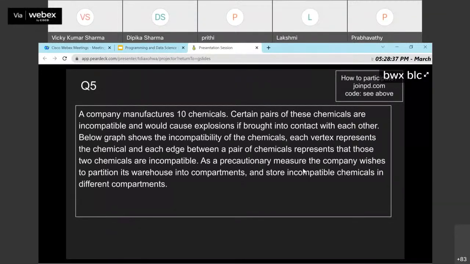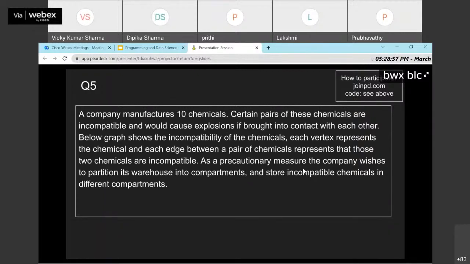The graph below doesn't show now; it will be shown in the next slide. The graph below shows the incompatibility of the chemicals. Each vertex represents a chemical, and each edge in that particular graph, which I'll show you, between a pair of chemicals represents that those two chemicals are incompatible.